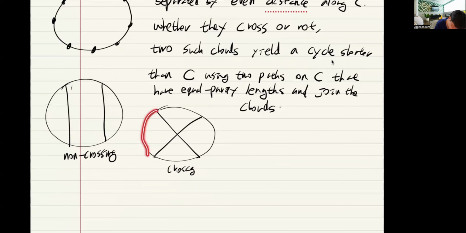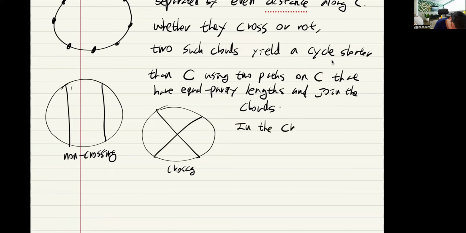Here, again, you take this. You know that this length is even, this length is even. So if this has even parity, then this is even. If this is odd, then this is odd. So these two have the same parity. So these two together form an even cycle. But the problem is whether this is shorter or not.